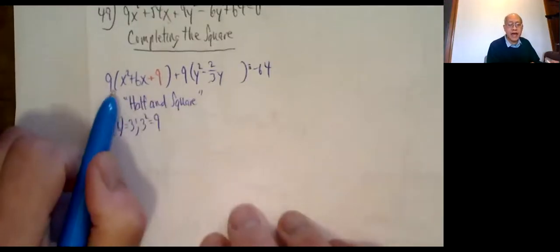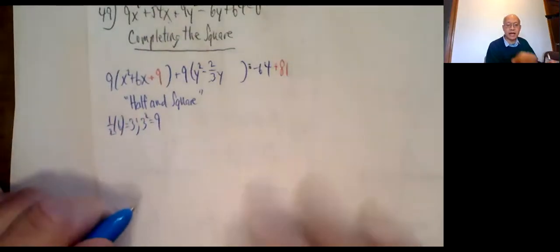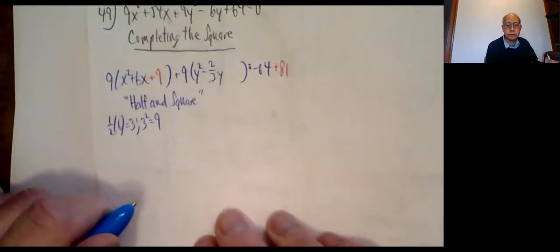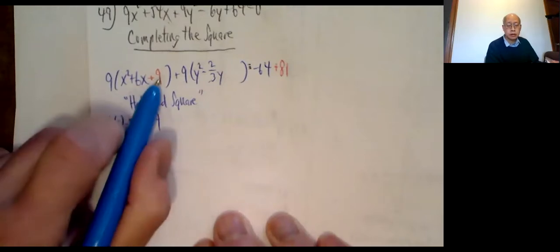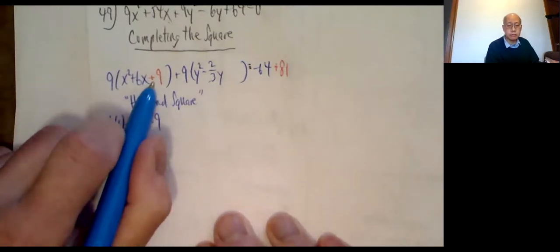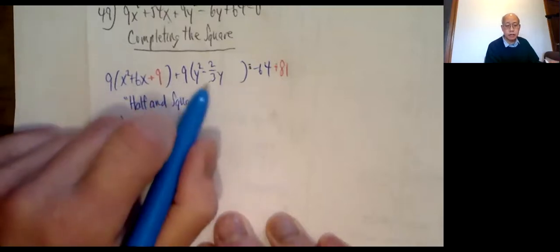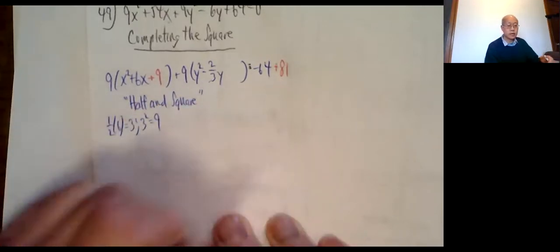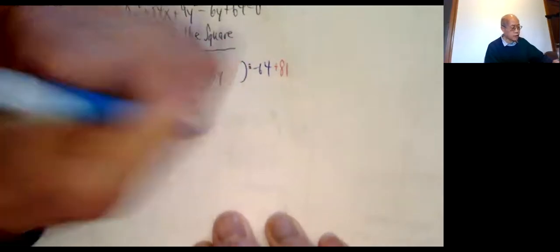Okay, when I put plus 9, though, it's really adding 81. 9 times 9 is 81. So I'm going to add 81. So plus 9 to complete the square, but it's really 9 times 9, which is 81. Okay, do the same thing over here. Take half the coefficient of y and square it.